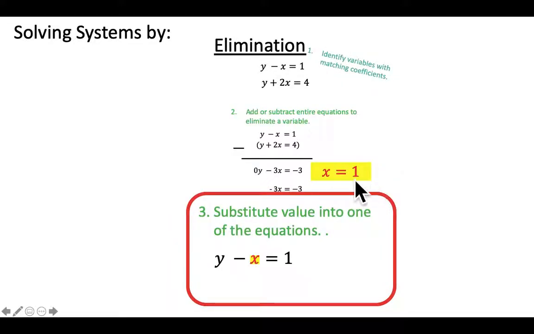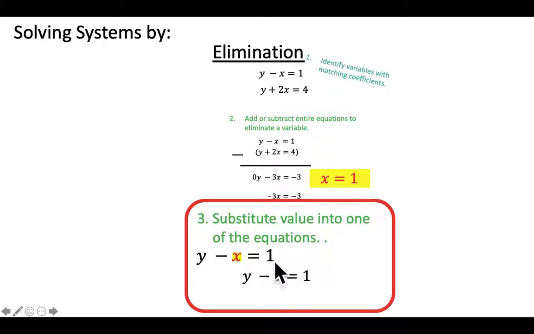So when we solve that, we see that x is equal to 1. We then take the x equals 1 that we just solved for and substitute it into one of the original equations. I chose y minus x equals 1 because I think it's a simpler equation. When I drop 1 in for x, I get y minus 1 is equal to 1. In order to solve that, I need to add 1 to both sides so I can see that y is equal to 2.